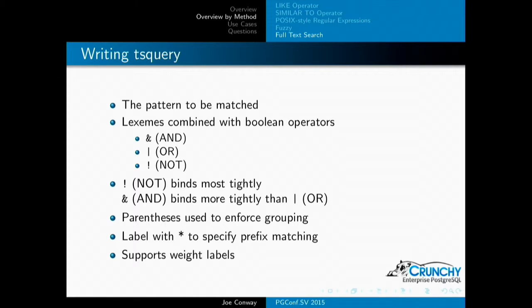You can completely depend on this priority when you write your tsquery, but it's not going to be as readable if you don't use parentheses to make it clear where you want your groupings to be. You can also label with an asterisk, which means you want to do prefix matching, and you can also define weight labels, and we'll see that in a minute.